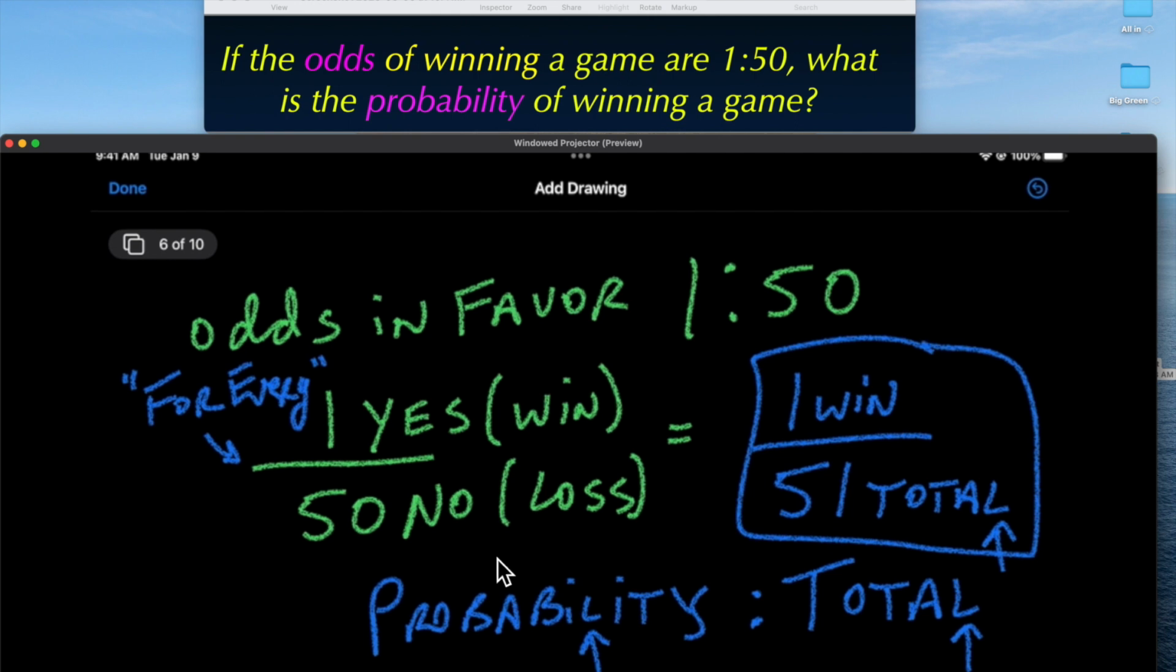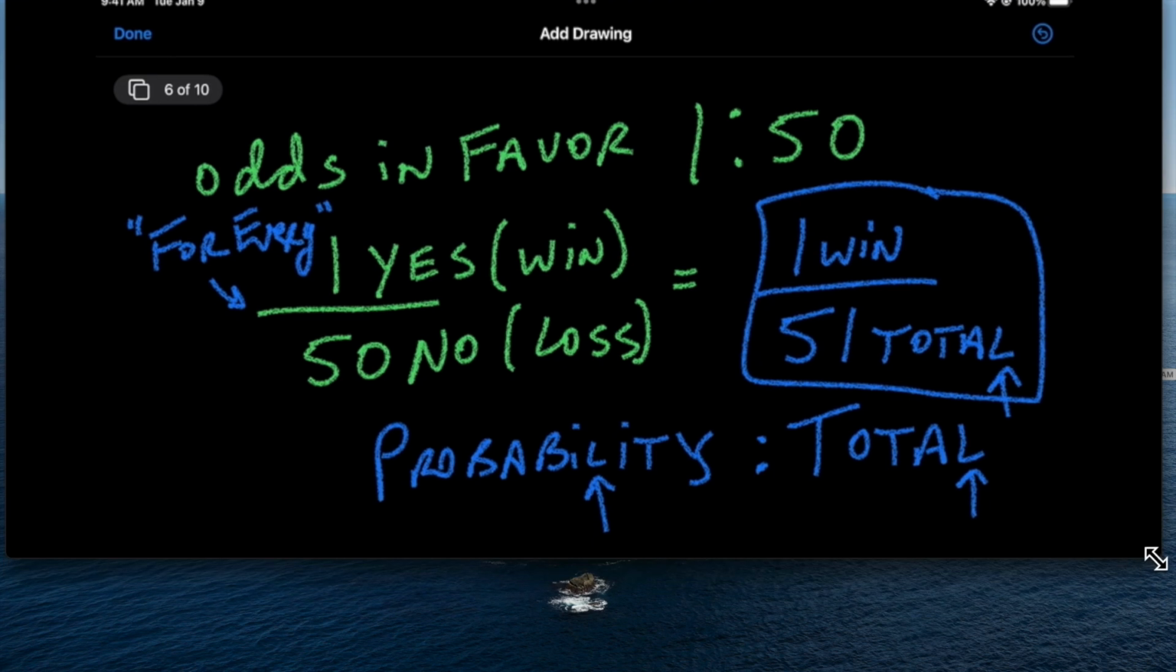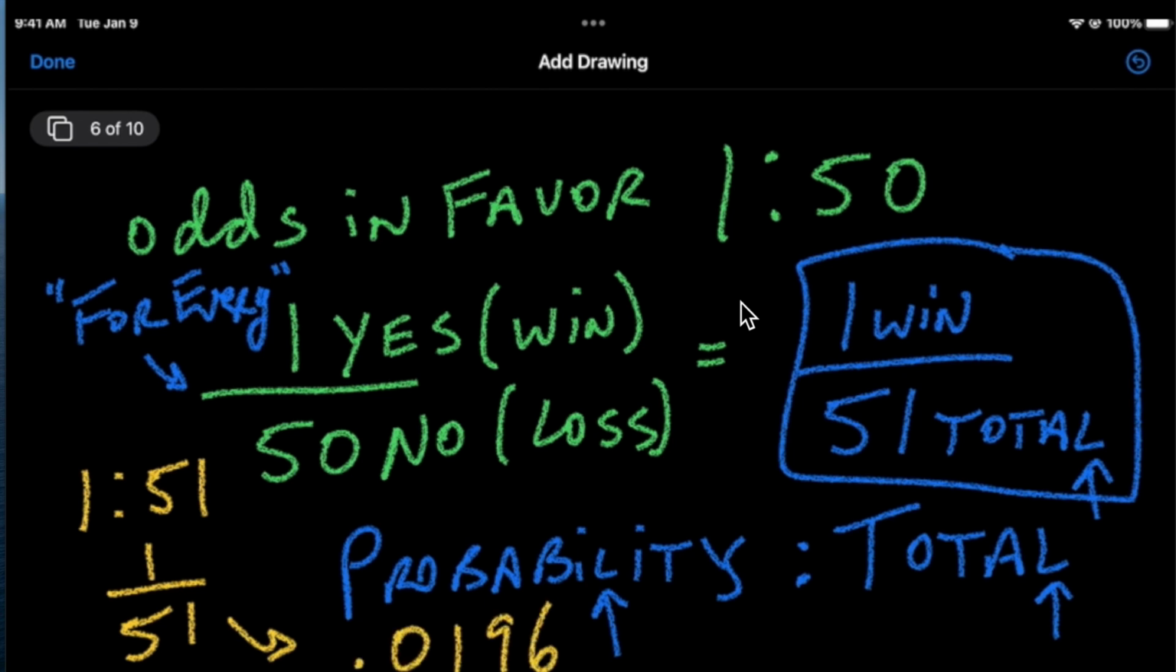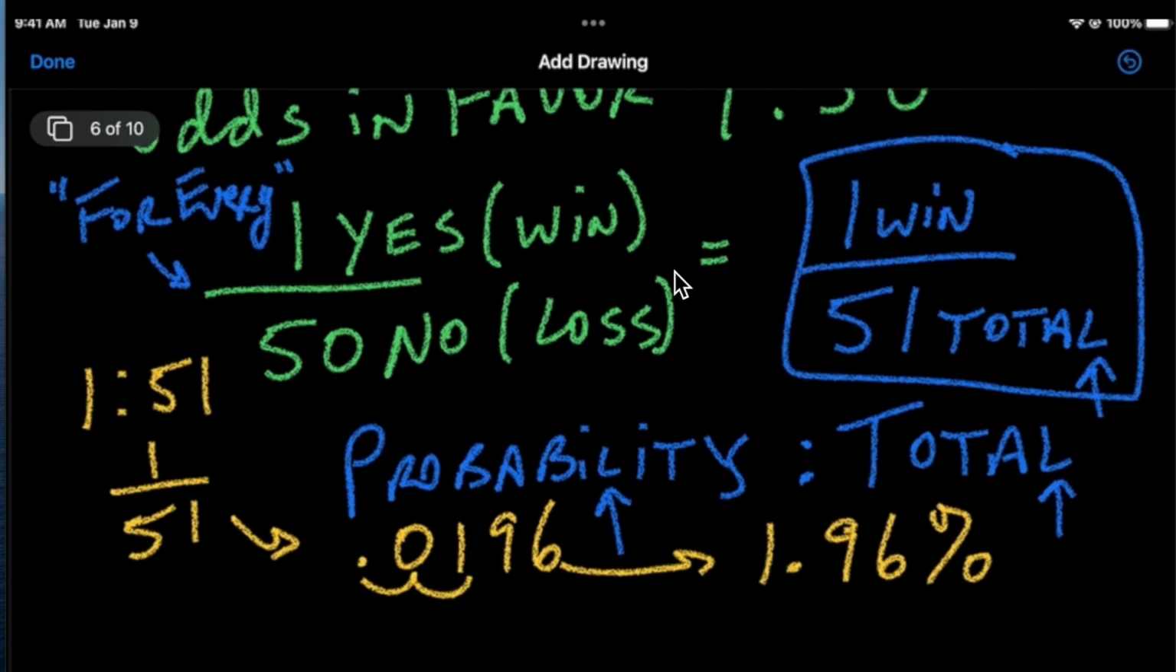So this video is going to be about moving from odds to probability and then probability to odds. And the first thing you need to do when you're asked for the probability or you're given the probability is think of how many times the event occurs out of total. So the answer to this question would be 1 over 51, or 1 to 51, probability of winning, or you can compute the fraction, and the fraction 1 over 51 is going to be 0.0196, and then if you're asked to put that into a percentage, you would move the decimal place over twice, so there's a 1.96% probability of winning this game.